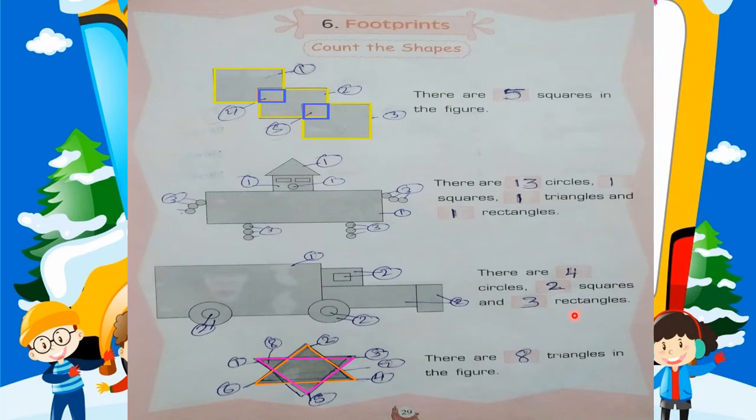Clear? Now here there is a star. You have to find out how many triangles are in this figure. So firstly you will count the corner. Okay, so start counting. 1, 2, 3, 4, 5, 6. There are 6 triangles at the corner side. Okay, but there are 2 more triangles. This orange one, one more triangle, and this pink one. So there are 2 more triangles. So how many triangles in this figure?